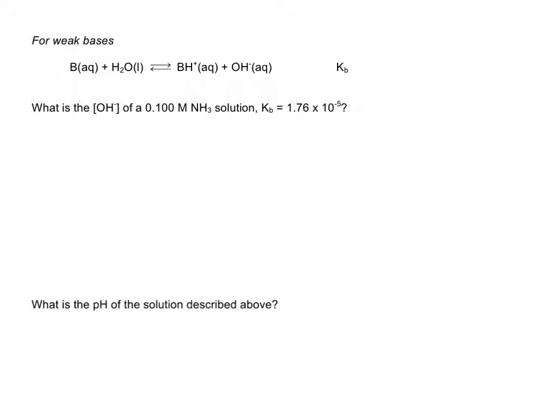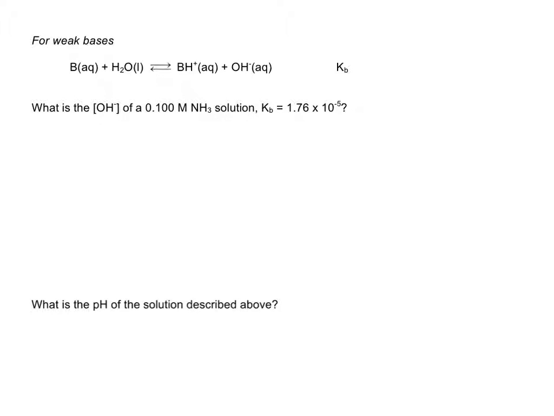So now let's do the same thing for a weak base. If we have any generic base B and we add it to H2O, we're going to get BH plus and OH minus. Okay, so what is the OH minus concentration of a 0.100 molar NH3 solution, where the Kb is equal to 1.76 times 10 to the minus fifth? So just like with the acids, we're going to need to write an ice table out.